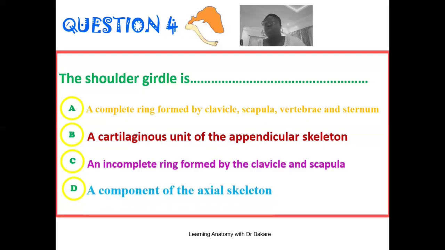The correct option here, as it relates to the shoulder girdle, is that the shoulder girdle is an incomplete ring that is formed anteriorly by the clavicle and posteriorly by the scapula. We already described this also in detail in our previous lecture on the shoulder girdle. Hence, this is the correct answer.